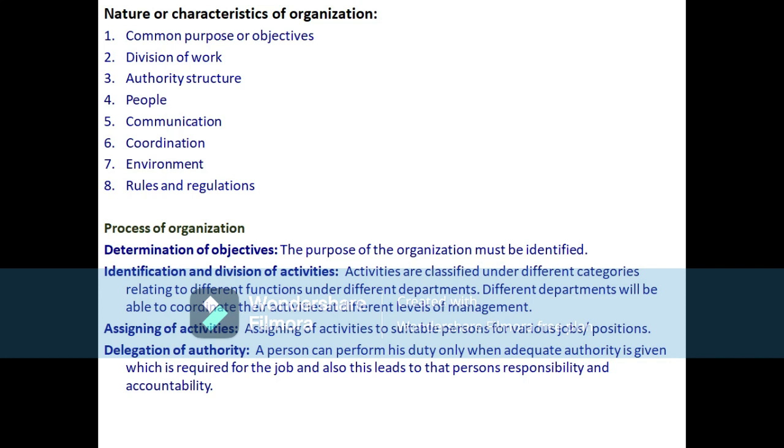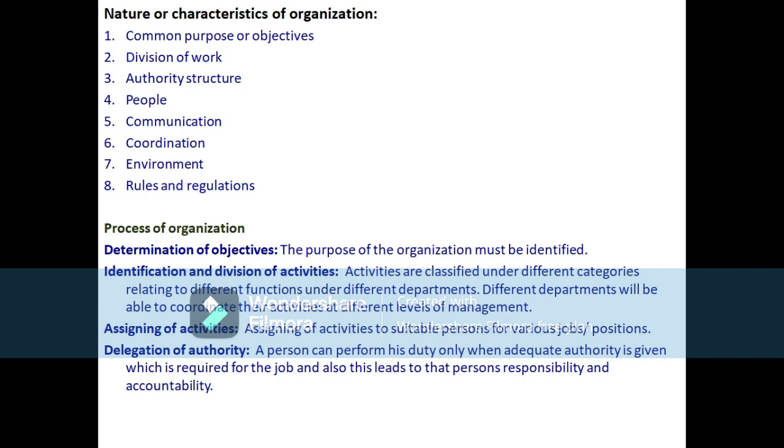If there is coordination between the employees, definitely work will be communicated properly, and there will not be any conflicts between departments or individuals, and this leads to speediness in the work.